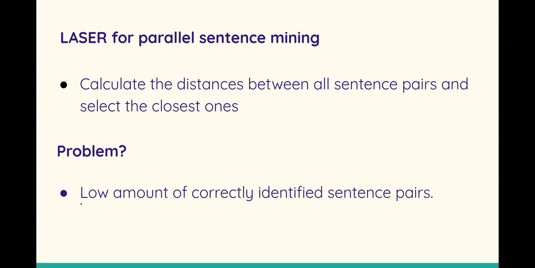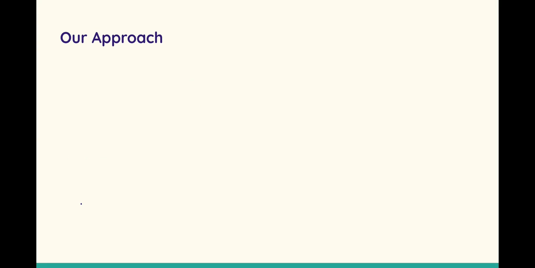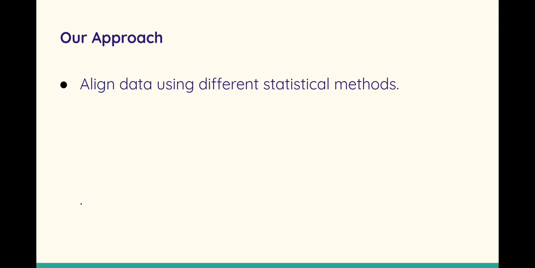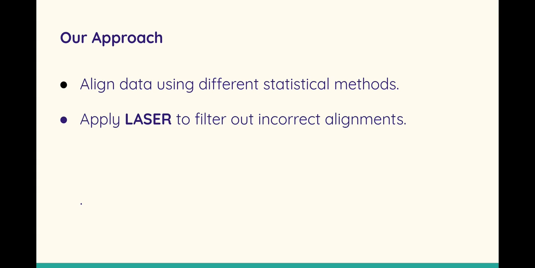To remedy this, we first align data using different distance-based statistical methods that leverage, for example, dictionaries, translations from a neural model, etc. We use Laser now on these aligned data to filter out incorrect alignments. We experimentally found this approach to produce much more accurate and larger yields in terms of obtained sentence pairs.